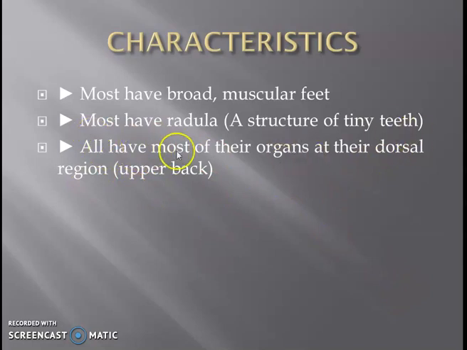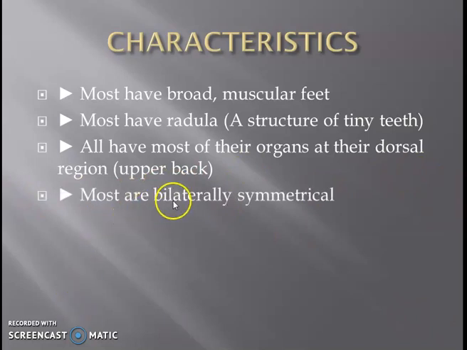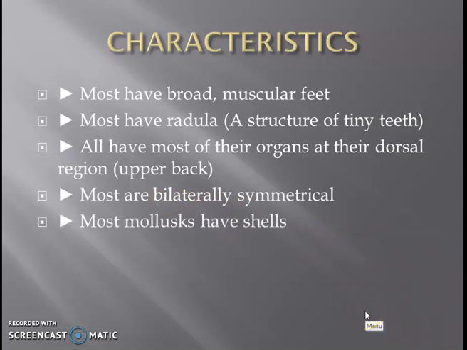So they have most of their organs, including the sense organs, the organs that they use to sense the surroundings, on their dorsal region, meaning on the upper back. And most are bilaterally symmetrical. Symmetrical means, like the human body is a symmetrical body, that we can divide it exactly into two similar parts. So they are also bilaterally symmetrical. It means a line of symmetry can be drawn through them. And most molluscs have a shell.